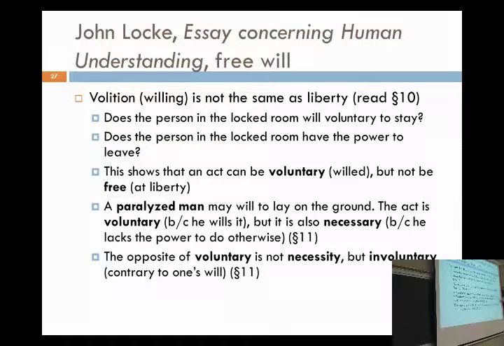He gives some more examples. Like in section 11, he talks about a paralyzed man who wills to lay on the ground. I guess we're supposed to suppose there's a paralyzed guy, and it's sort of like he's comfortable there. He doesn't want to move. But in this case, it's voluntary because he wills to stay down there. That's where he prefers to be. But it's also a necessary action because he lacks the power to do anything else. It's not like if he wanted to get up and walk away, he could. He's stuck there.